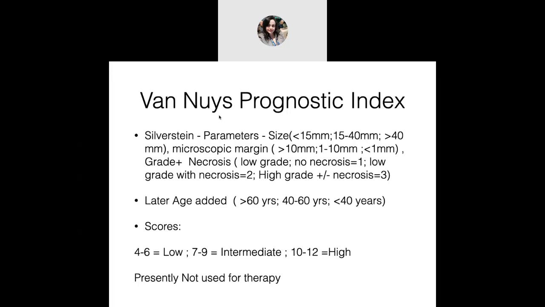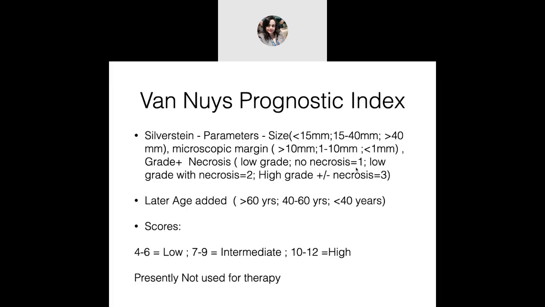Then you check for grade and degree of necrosis, comedonecrosis present. If it is low grade, then there will be no necrosis, and you give a score of 1. If it is low grade but necrosis is present, then you give a value of 2. And if it is high grade with or without necrosis, then you give a value of 3. Similarly, if a patient has a lesion less than 15 mm on histology, you give a value of 1. Is that clear? Margin of excision more than 10 mm, give a value of 1. Low grade with no necrosis, give a value of 1. So you have 1, 1, 1.